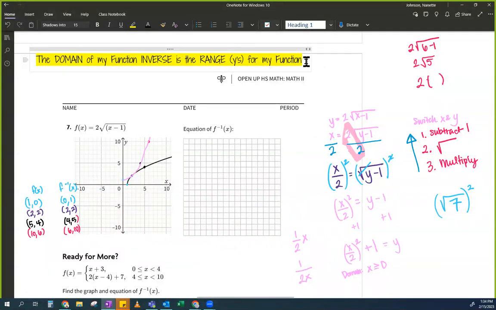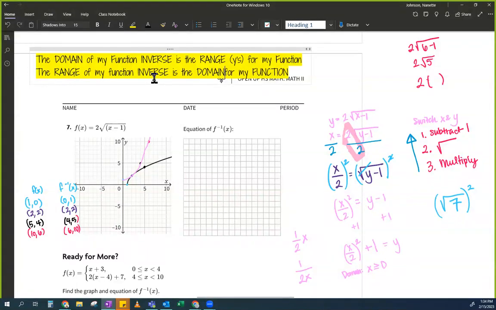So let's continue this thought. What if I wanted to know the range? How do I find the range of my inverse? It is the what for my function? What would that be? What should I put right there? If I want to find the range of my inverse, who should I be looking at? The domain, also known as my x's.